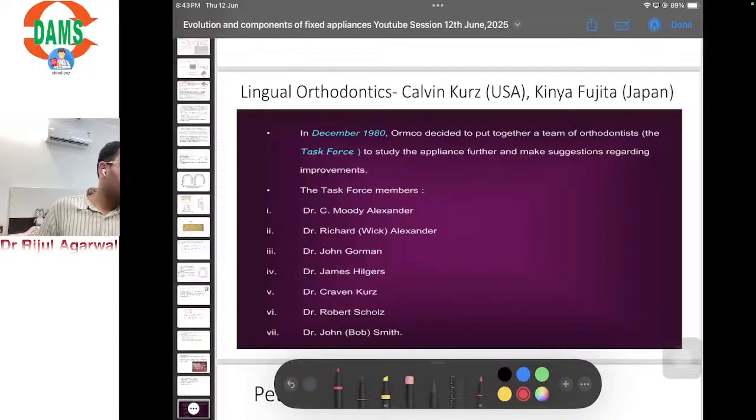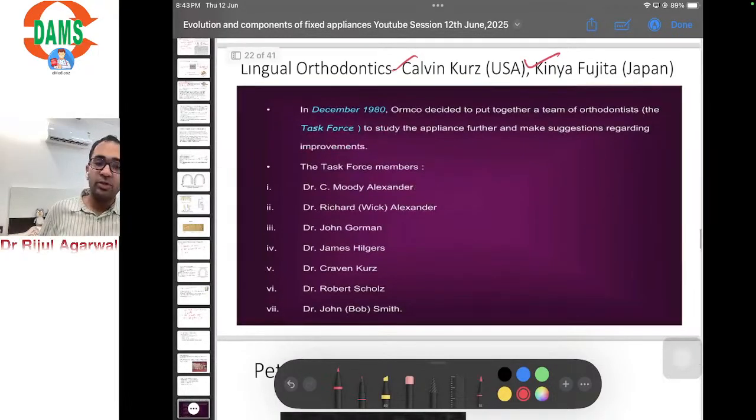Okay, so in the recent years these appliances were labial. So in December 1980, OMCO, which stands for Orthodontic Research and Manufacturing Corporation, decided to put together a team of orthodontists to develop and make suggestions for the improvement of this edgewise appliance so that it can be placed on the lingual side. At this time the need for aesthetics was emerging. These were the following members of the task force. So this was the lingual orthodontic appliance which came up. Two main scientists who are important are Calvin Kurz and Kinya Fujita.